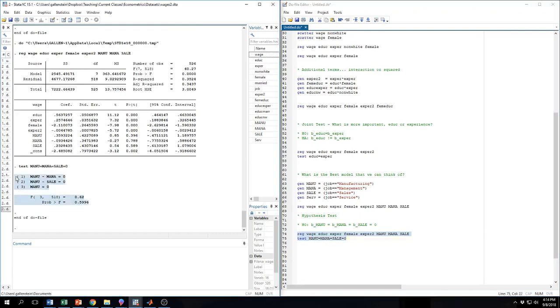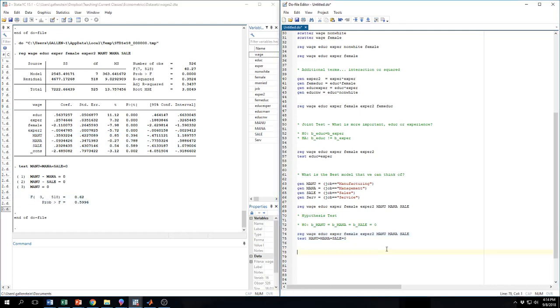All right, so here's our test result. Our p-value is large, 0.5996. That means we would fail to reject the null hypothesis, and so we would say that we do not have any evidence to suggest that the sector that they work in is related to the wage. We don't have any evidence that any particular sector affects wage, and we don't have any evidence that the sector in general affects wage.